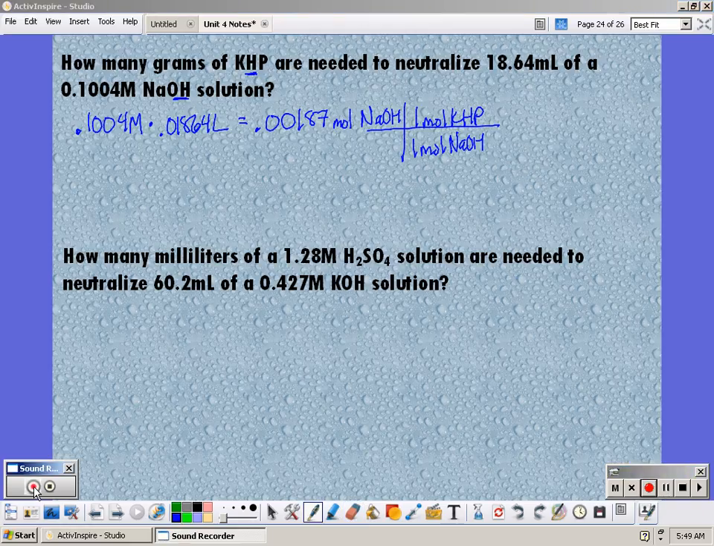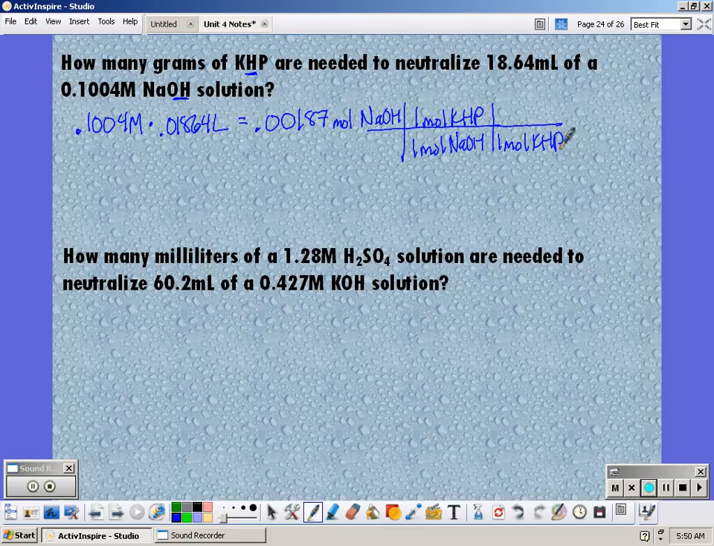Alright, so KHP is potassium hydrogen phthalate. You would have to be told the molar mass because I'm not expecting you to know the chemical formula for that, and that's missing from this problem. So 1 mole of KHP has a molar mass of 204.2 grams of KHP. And I've never seen an AP question that didn't give you that molar mass.